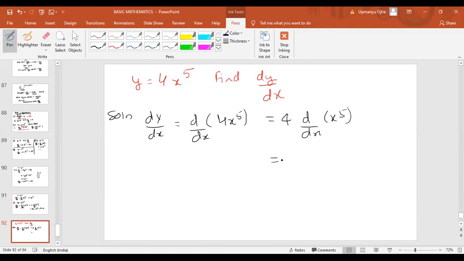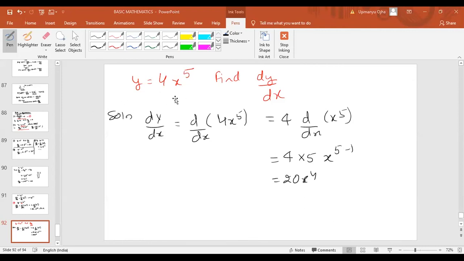When x power n form is there, what is the differentiation of x power n? 4 into 5 x power 5 minus 1, which is 20x power 4. That is the correct answer for this particular problem. Okay, understand? So we have discussed three rules.